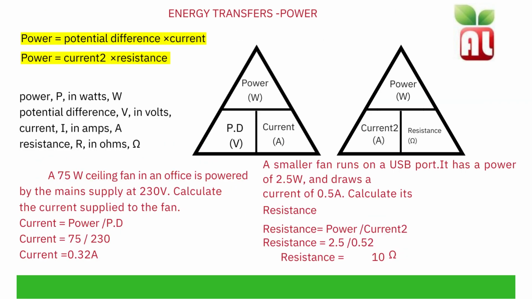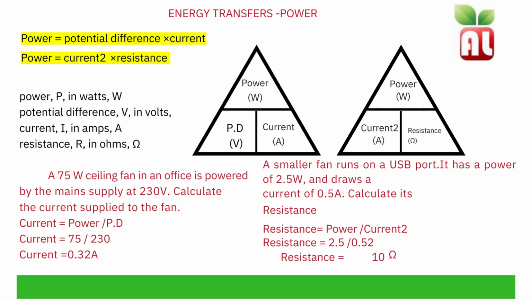Energy transfers, power. Power can be calculated by multiplying potential difference by the current. The units of power are watts, the potential difference units are volts, and the units for current are amps. Power can also be calculated by multiplying the current squared by the resistance. The units of current are amps and the resistance units are ohms. These equations are not given on the physics equation sheet, and therefore you must learn them.